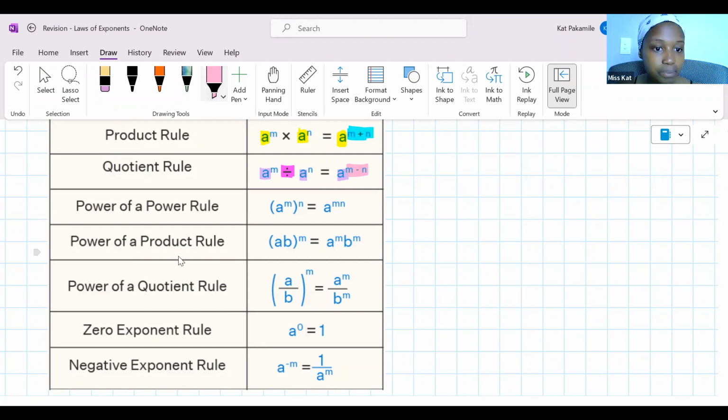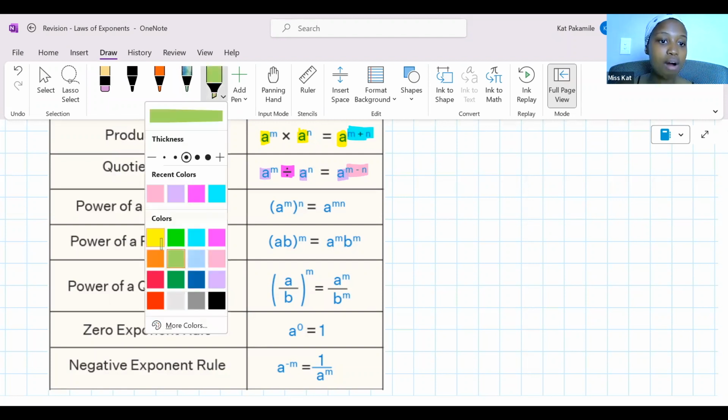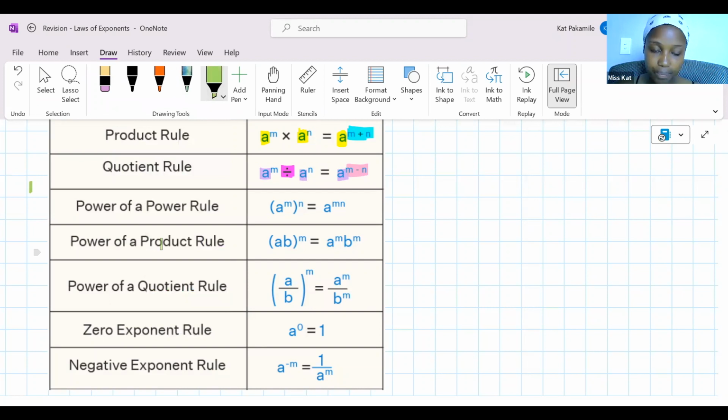Okay, and now we have the power of a power rule.